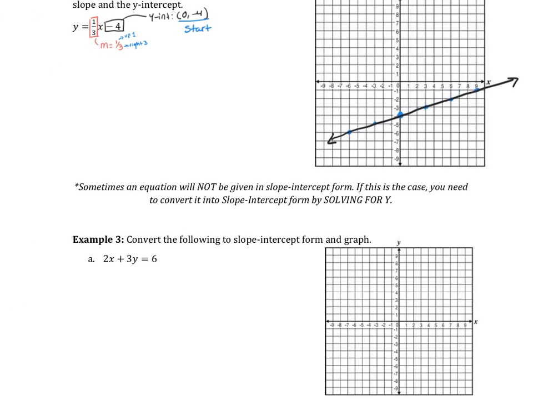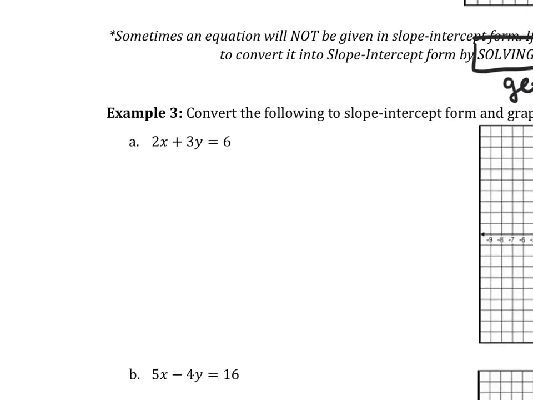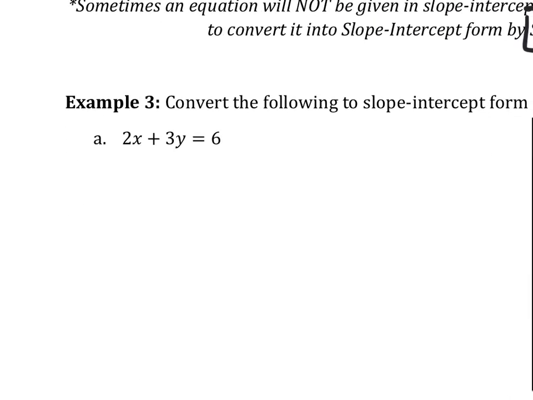Now, sometimes when we have an equation, it's not going to be given explicitly in slope-intercept form. If that's the case, you just need to do some converting to get it in slope-intercept form, and you can do that by just solving for y, getting y by itself. So for example 3, we want to convert to slope-intercept form and then graph. Example 3a: we have 2x plus 3y equals 6.